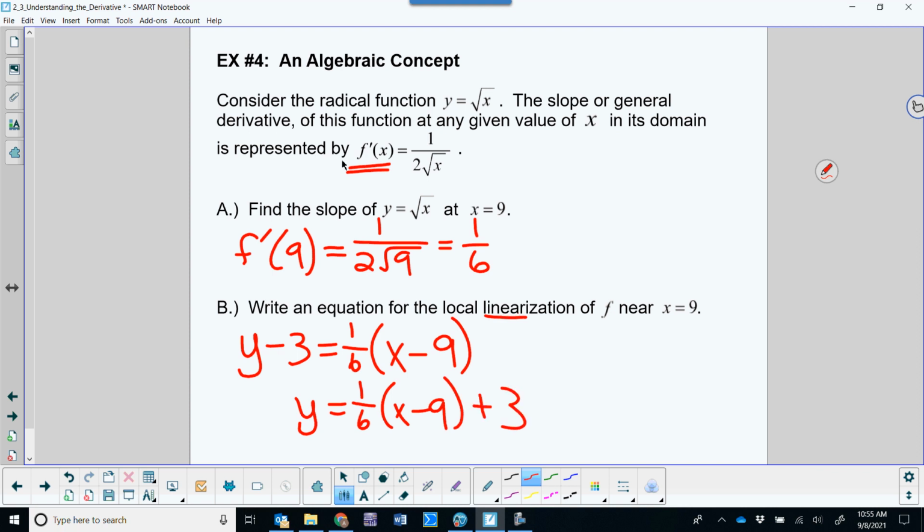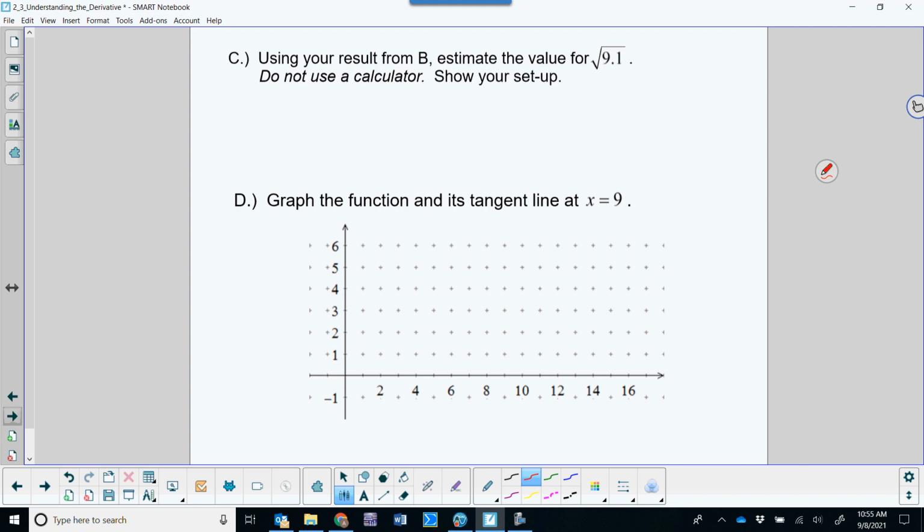Now, remember, some of you can just always write your equations directly like this. That's fine. Just don't ever distribute unless you need to later. Later you can distribute. Don't ever do it now. Okay. C says, using your result from B, estimate the square root of 9.1 with no calculator.